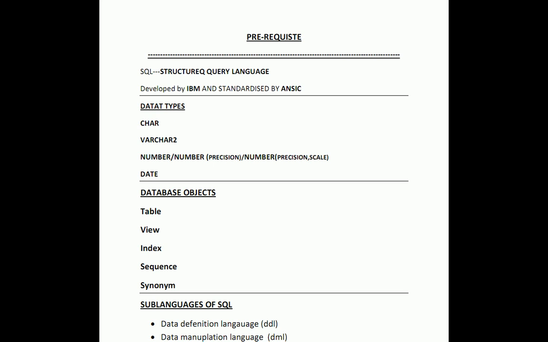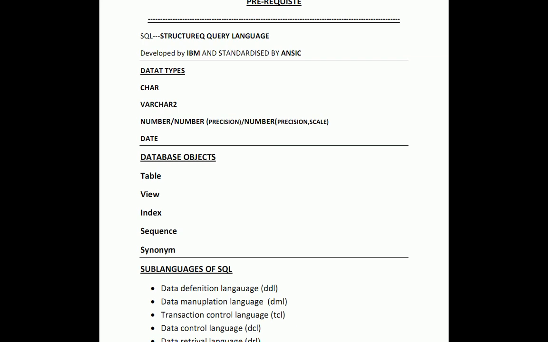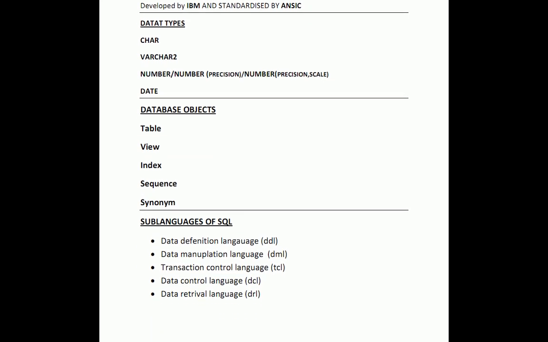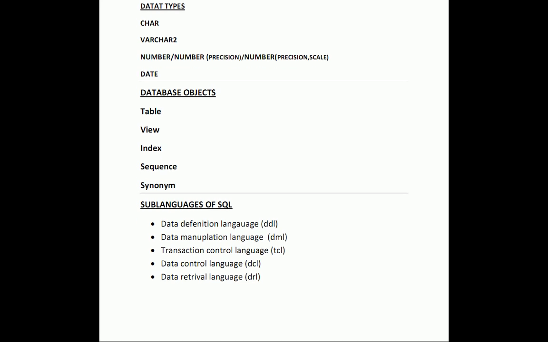Okay, it's enough about data types. We'll come to database objects. Well, database objects, I'm not going to say anything, but it is huge. But now I've listed table, view, index, sequence, and synonyms. Just leave it at that. We'll take it later. And another important topic, sub-languages of SQL.